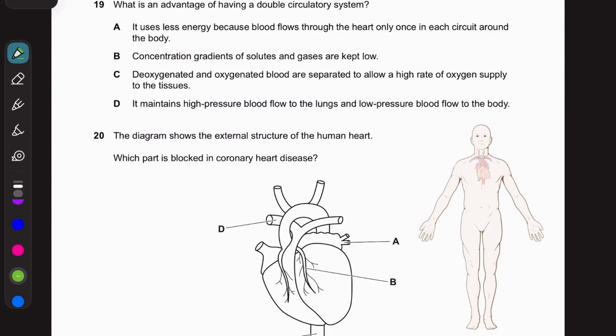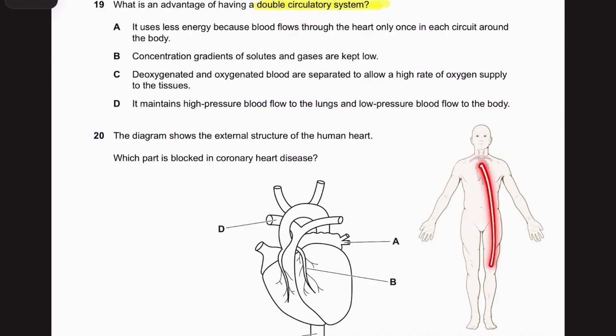Okay, so question 19. What is an advantage of having a double circulatory system? Now, do we know what this means? This is the circulatory system humans have, and a lot of mammals have. So circulatory means how the blood circulates around the body, right? Oxygenated blood, and then becomes deoxygenated blood, and so on.